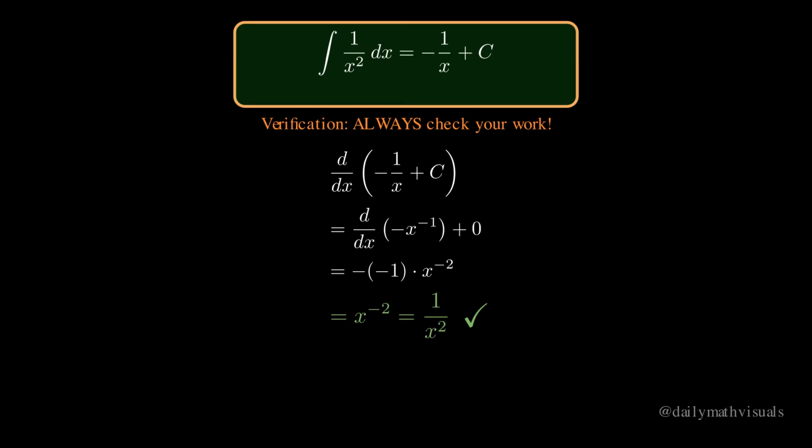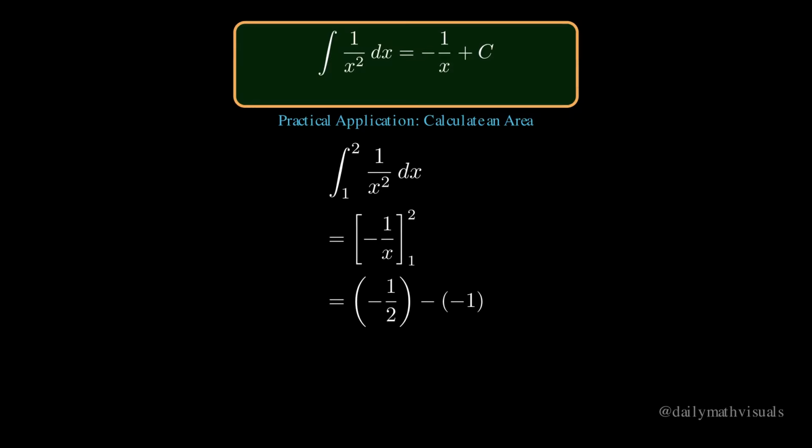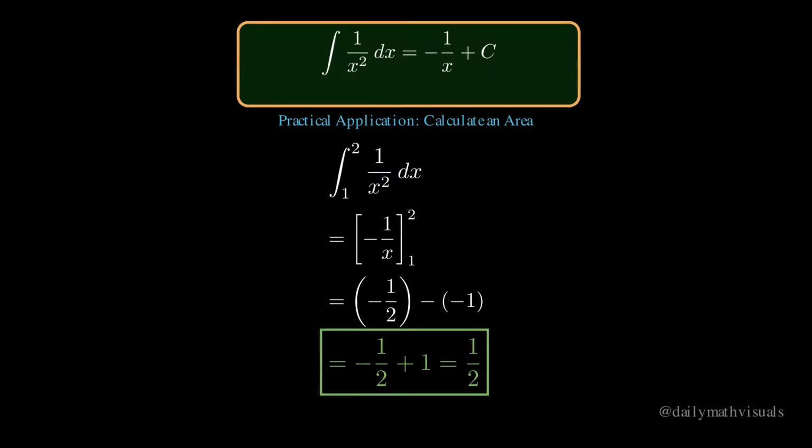Our answer is verified. Now let's use our result to solve an actual problem. Let's find the area under 1 over x squared from x equals 1 to x equals 2. We evaluate our antiderivative at the bounds. Plugging in 2 and 1, negative 1/2 plus 1 equals 1/2. So the exact area under the curve from 1 to 2 is exactly 1/2.